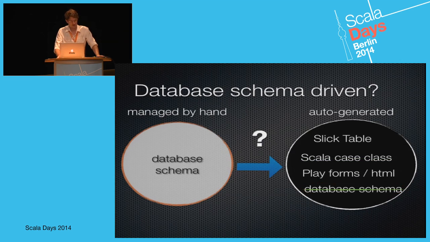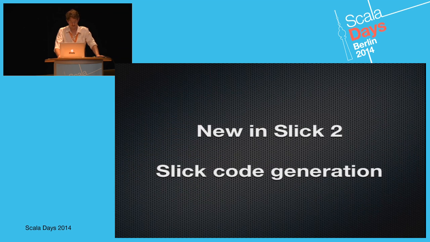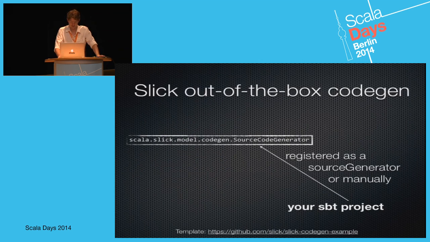Another way would be, well, then let's use the database schema, because that's the one we migrate. Everything else is just code. We just replace it manually in the editor, or we can just replace it automatically. Slick tables, case classes, Play forms. So Slick 2 allows you to do that.